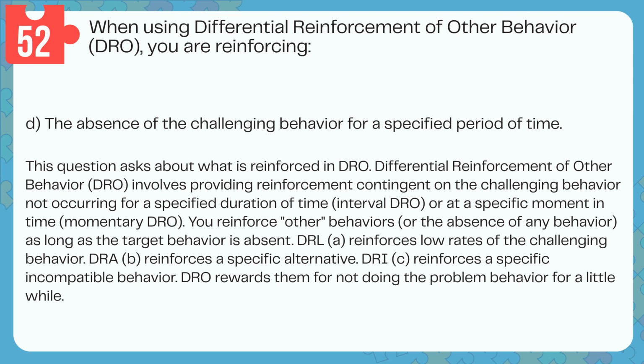DRL, A, reinforces low rates of the challenging behavior. DRA, B, reinforces a specific alternative. DRI, C, reinforces a specific incompatible behavior. Jerome rewards them for not doing the problem behavior for a little while.